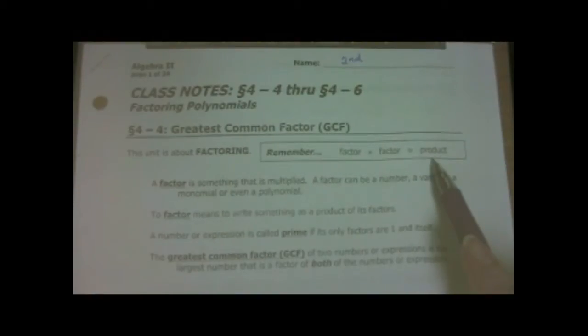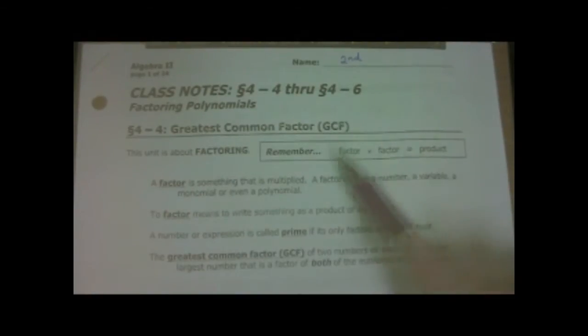All right, just so you're familiar with the vocabulary. Factors are things you multiply together. Product is the answer that you get when you multiply them. This whole unit has to do with taking a product and figuring out what factors you can multiply to get that product. All right, so we are going in reverse from the product to the factors. So vocabulary, a factor is something that is multiplied. A factor can be a number, a variable, a monomial, or even a polynomial.